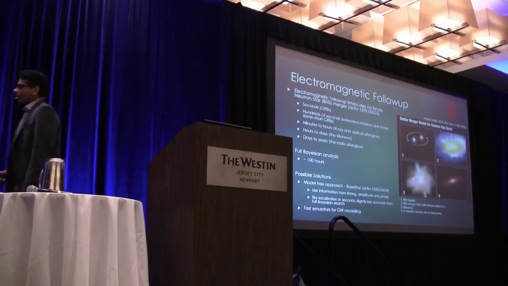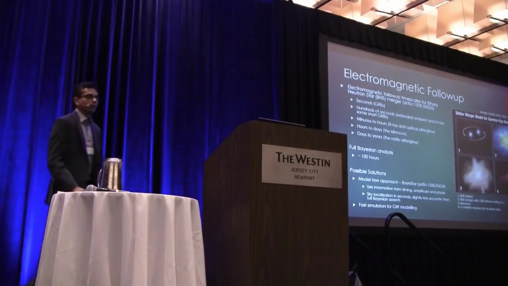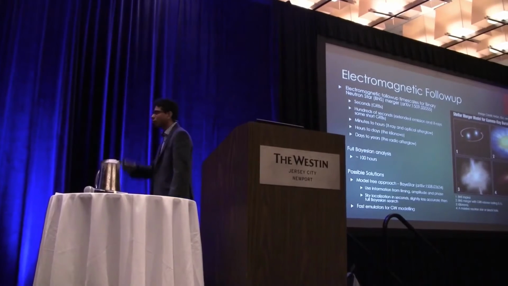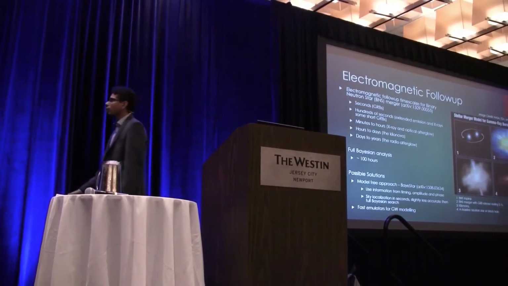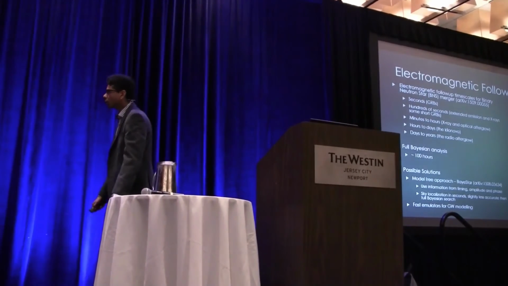So there are algorithms in LIGO which are just trying to do sky localization as soon as possible. They are very accurate, but they are still not as accurate as a full Bayesian analysis is. The problem with full Bayesian analysis is that it takes a very long time, 100 hours. We can't use them. What are the possible solutions?